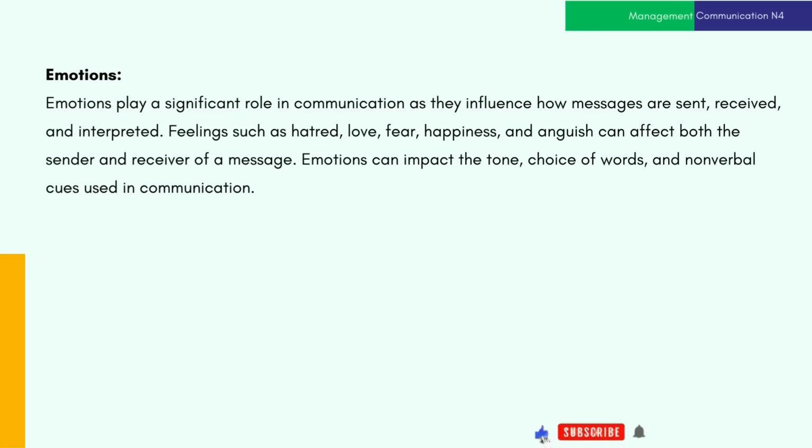4. Emotions. Emotions play a significant role in communication as they influence how messages are sent, received, and interpreted. Feelings such as hatred, love, fear, happiness, and anguish can affect both the sender and receiver of a message. Emotions can impact the tone, choice of words, and nonverbal cues used in communication.